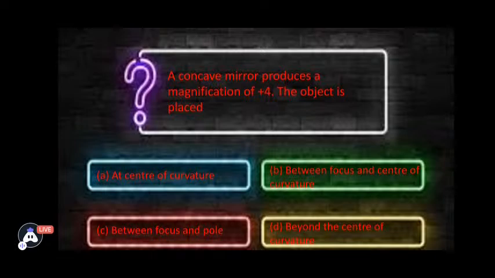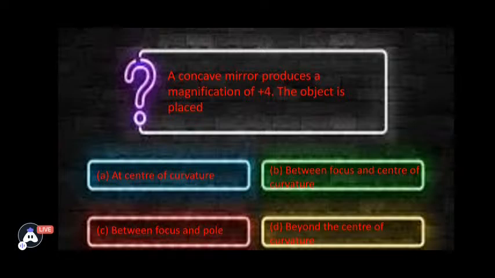Again a concave mirror, it's again a case of concave mirror, and it is producing a magnification of +4. Now where is the object placed when the magnification is +4? The options are A, at the center of curvature, B, between focus and center of curvature, C, between focus and pole, and D, beyond center of curvature. Where is the object placed to get the magnification as +4?